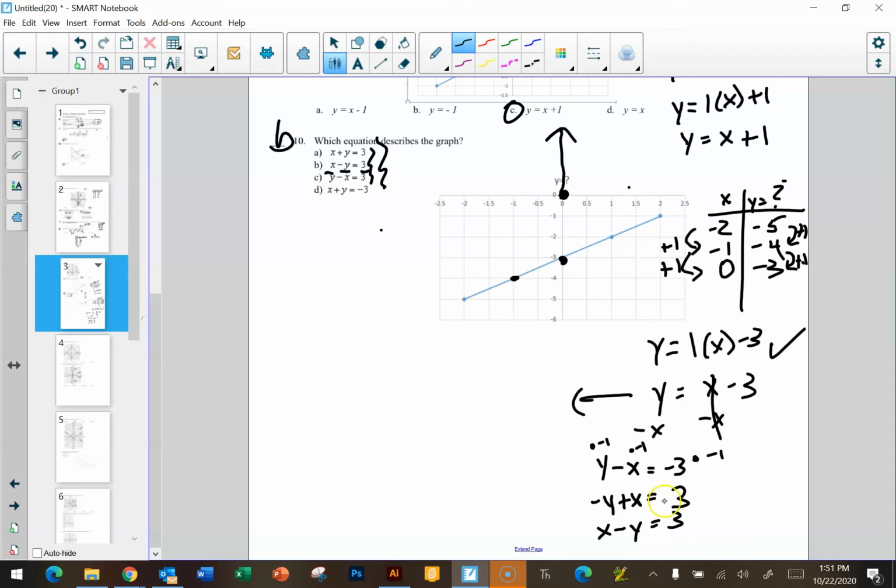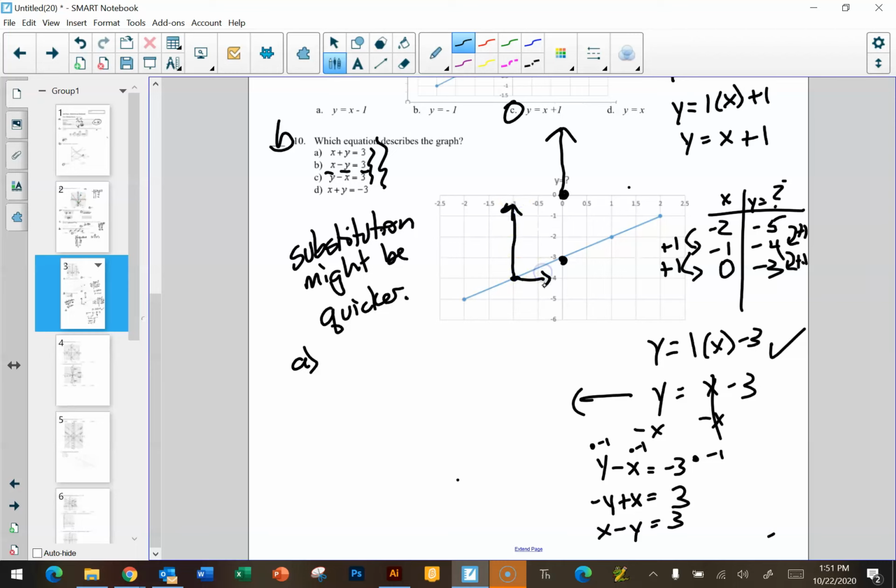It took me a couple of steps to get that one right, just because I like making tables of values and making equations. Another thing you could have done is just substituted in, and in this case, it probably would have been quicker. Substitution might be quicker on this one, right? So for instance, if I looked at the first one, A, x plus y equals 3, I could check that. If the x here is -1 and the y here is -4, I could have just subbed that in.